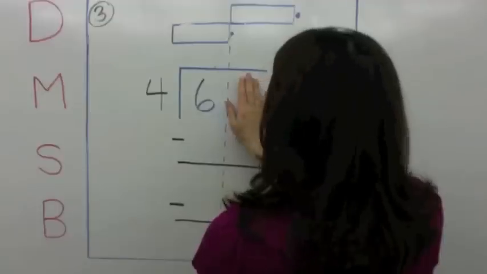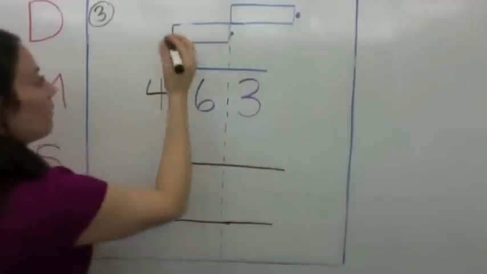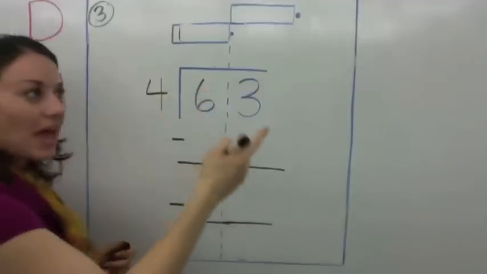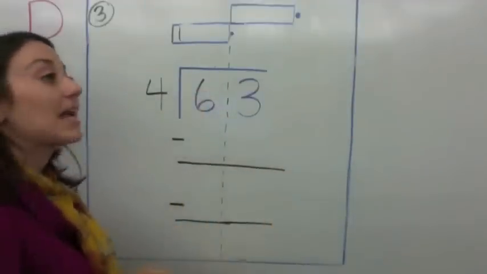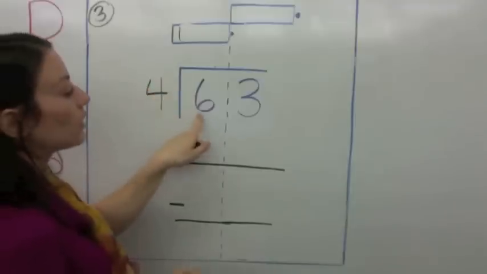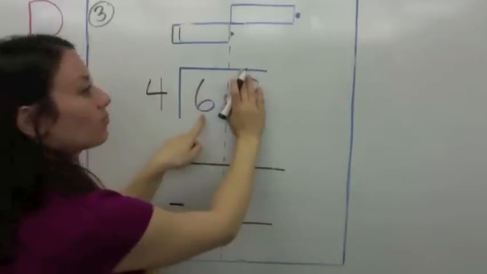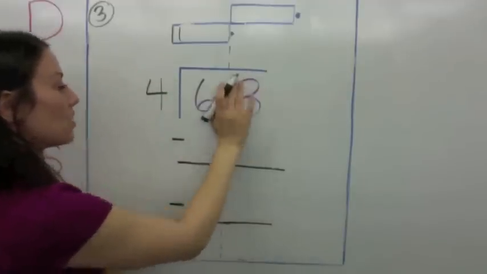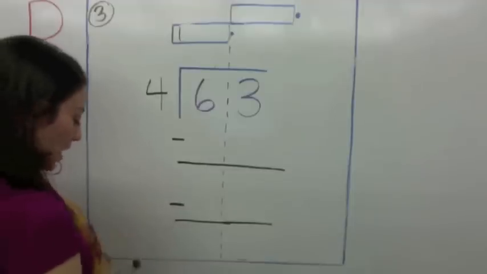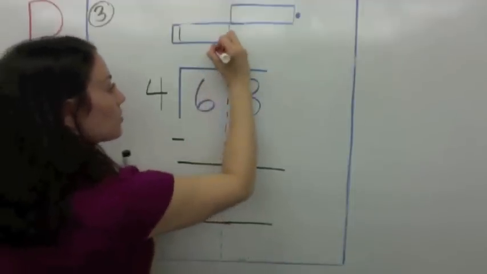Well, let's skip count by 4, and we have 4. Next would be 8, right? 4, 8. But 8 is too big. So 4 only can skip count one time to get to 6. Okay, 4 goes into 6 one time. So we're going to put a 1 right here as the quotient or the answer.